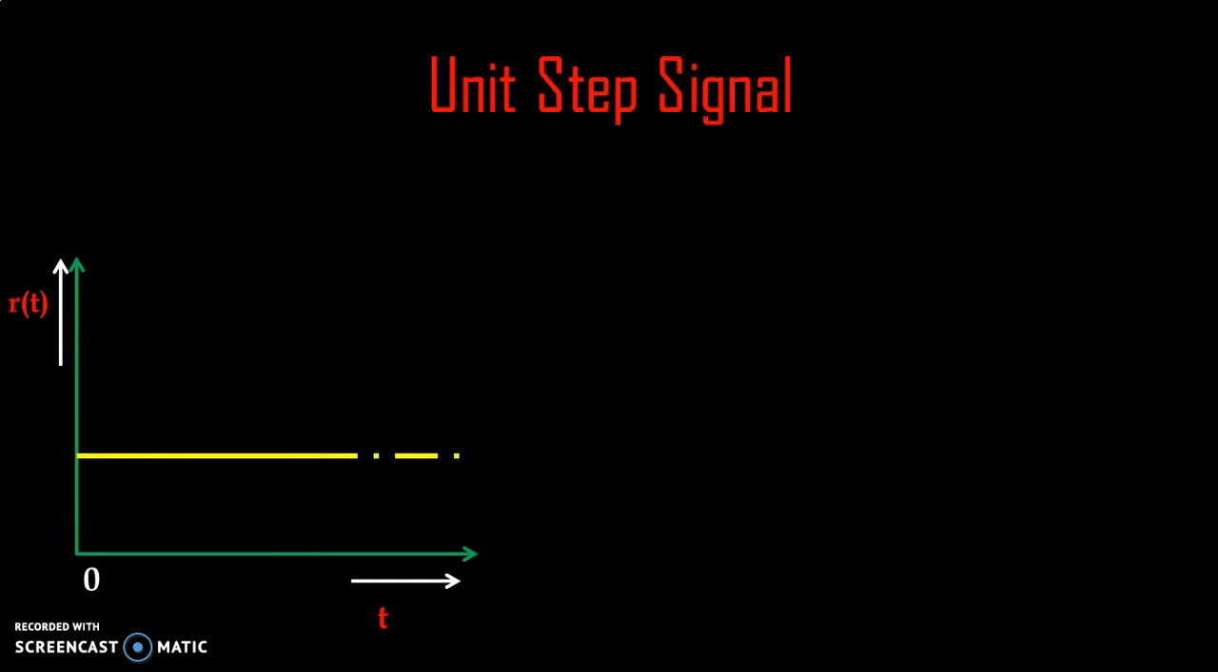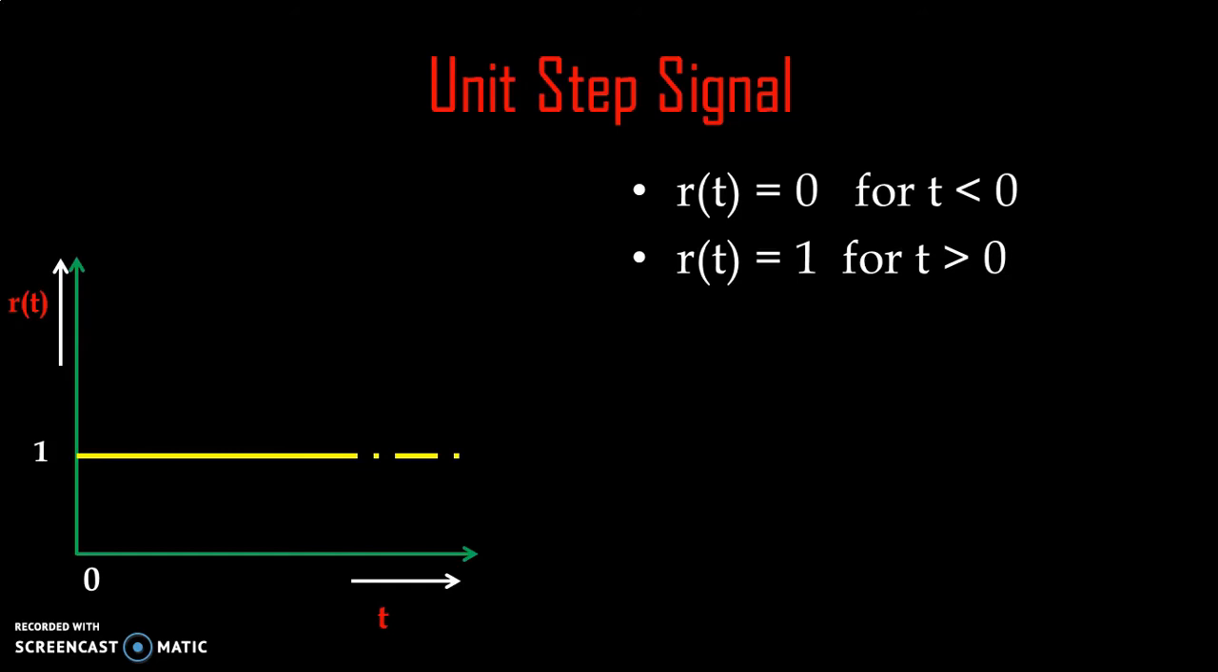Then we have unit step signal. The magnitude of the signal is 1. Mathematically, R of t is equal to 0 for time t less than 0, and R of t, that is magnitude of the signal, is equal to 1 for all the time greater than 0.